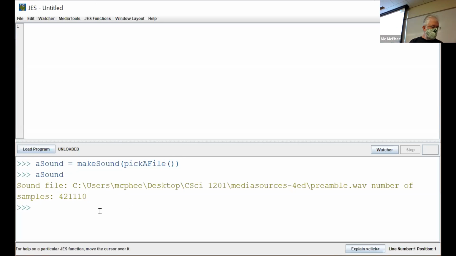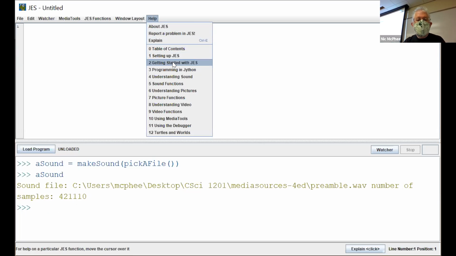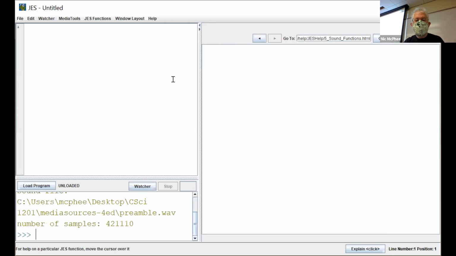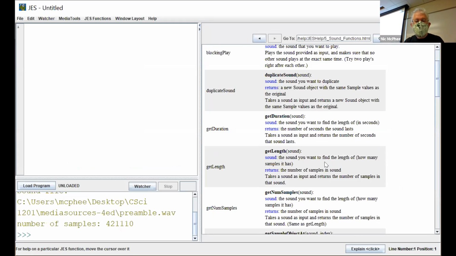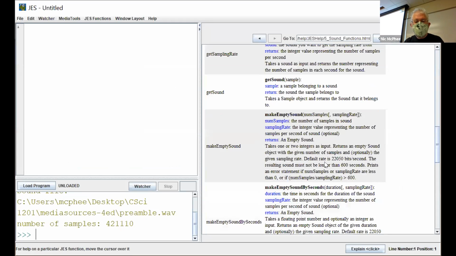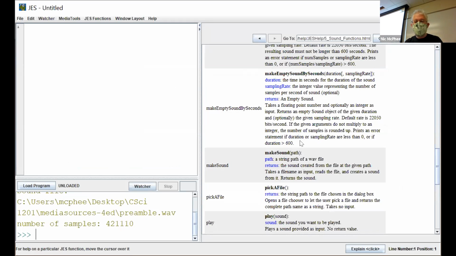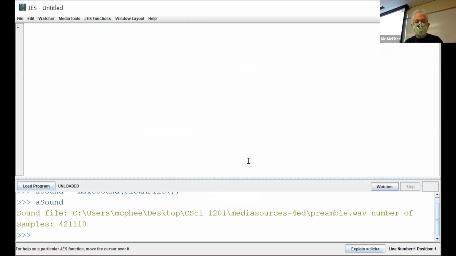Now, we should be able to play the sound, which I think is just play, right? Play, just a little p, play, sound. What is it? Help, sound functions. I don't want blocking play. I think I just want play. Oh, it is just play. Why did that not come up for me? So if we say play a sound.